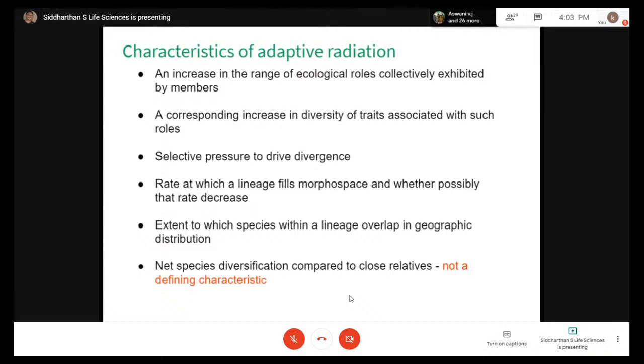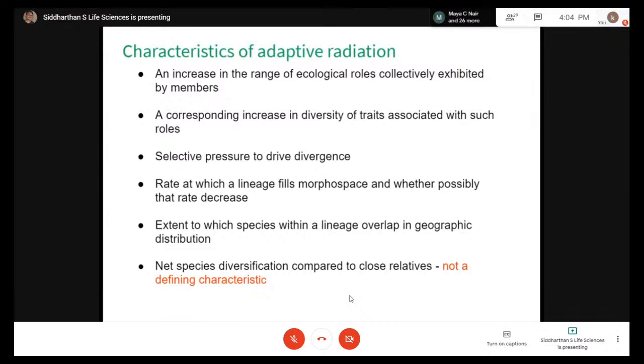So what is a characteristic of adaptive radiation? How can you differentiate adaptive radiation from any other kind of radiation where there's no adaptation to the environment? Schluter is an expert in evolutionary adaptive radiation. He gave certain criteria. Adaptive radiations in general have an increase in the range of ecological roles collectively exhibited by the members.